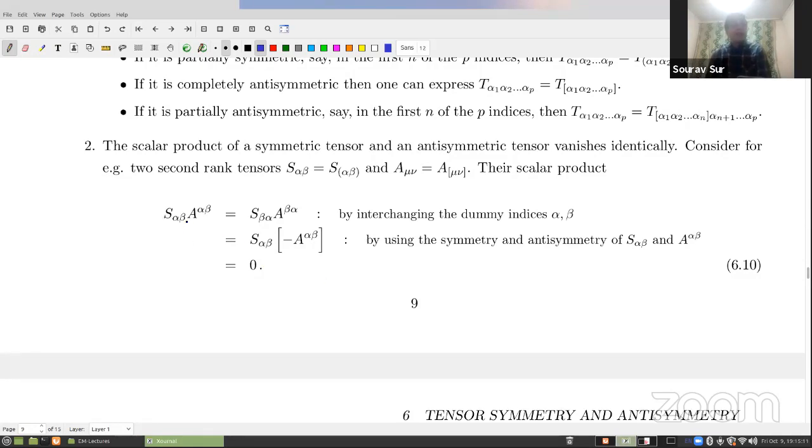You have to be careful. The product is a scalar product. For example, S alpha beta A mu nu is not 0. Only when you take a scalar product out of this, S alpha beta A alpha beta, that means you are summing over the indices, only then this is 0. So any direct product, for example, of a symmetric tensor or matrix and an antisymmetric tensor or matrix is not 0 in general. But it is the scalar product which is 0. When you construct a scalar out of these two tensors, then it is 0.